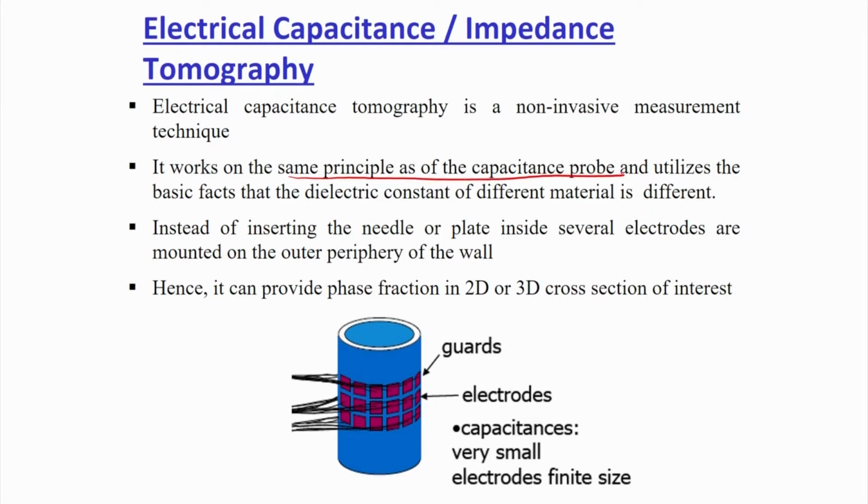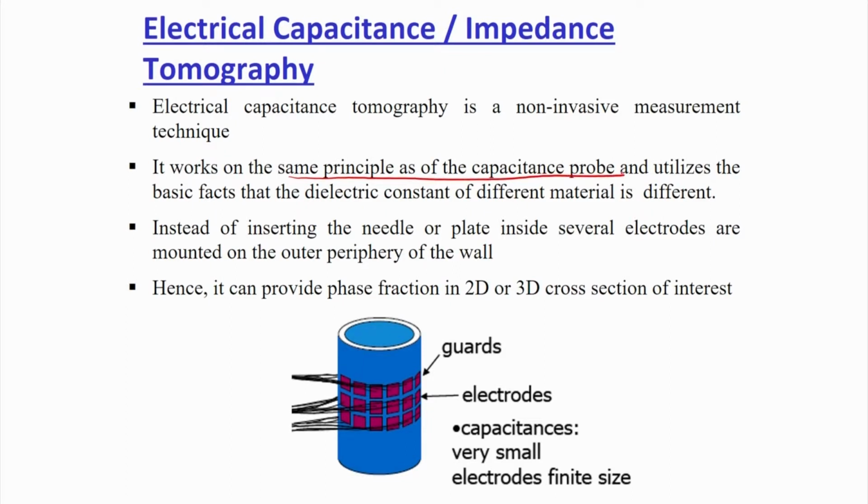In electrical capacitance tomography, the basic principle remains exactly the same as that of the capacitance probe. We are utilizing the basic fact that each material has a different dielectric constant. If you have a different dielectric constant, it will have a different capacitance. With different capacitance, the voltage passed between these two plates, probes or electrodes will be different, and that can be calibrated and reconstructed in terms of the volume fraction. So it works exactly on the same principle as the capacitance probe.